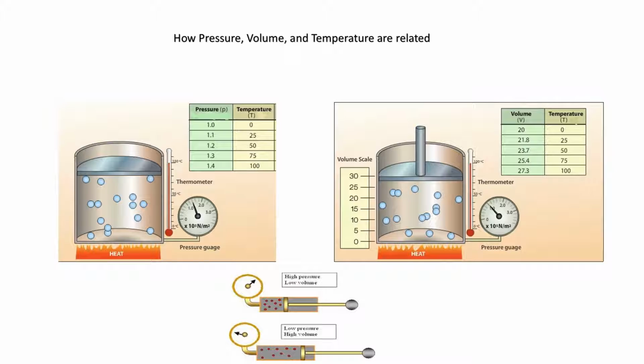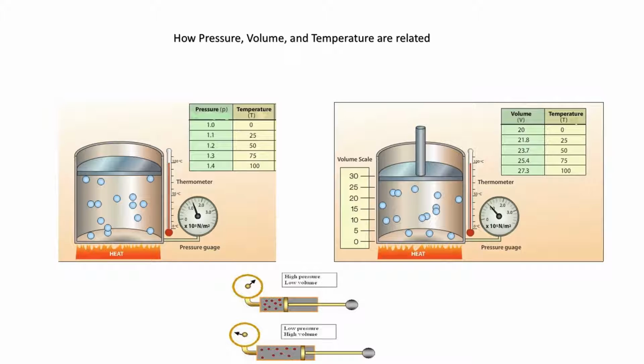Temperature, pressure, and volume are all related. Temperature and pressure are directly proportional to each other. What that means is if the temperature increases, so does the pressure. If the temperature decreases, the pressure will decrease also. Pressure and volume are inversely proportional to each other. What that means is if the pressure decreases, the volume increases, and if the pressure increases, the volume decreases.